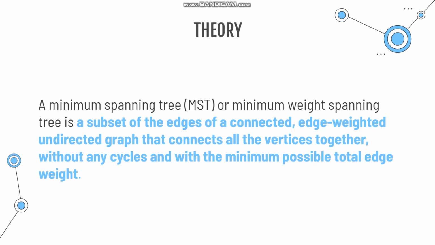And here is some theory. A minimum spanning tree is a subset of the edges of a connected, edge-weighted, undirected graph that connects all the vertices together without any cycles and with the minimum possible total edge weight. So it means that we are going to find the minimum possible way between all vertices.